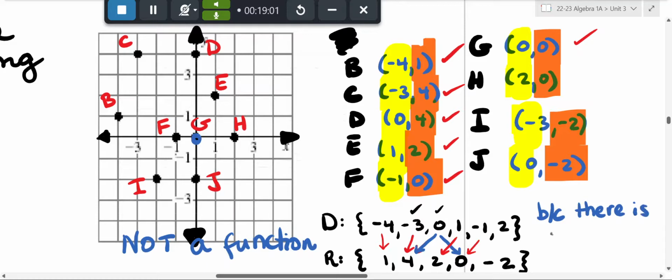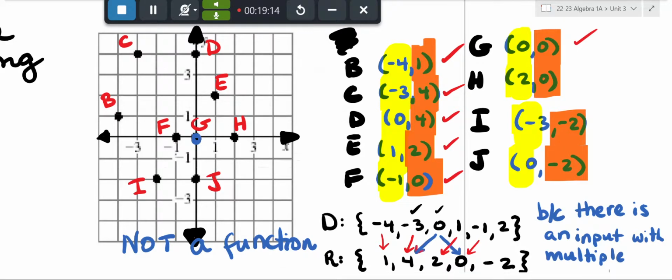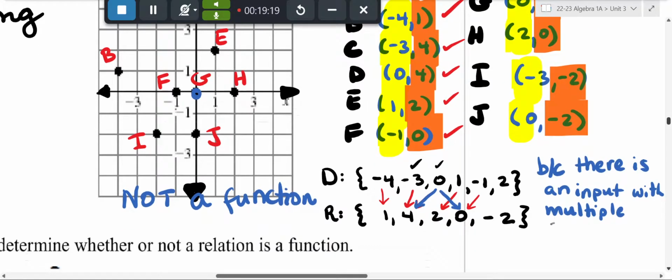There is an input with multiple mappings. I'm going to have to move the screen so I can write the word mappings. With multiple mappings. Clear? Now we know what that input is: 0. In fact, I think there's another one with multiple mappings, but ultimately that's the reason why it's not a function.